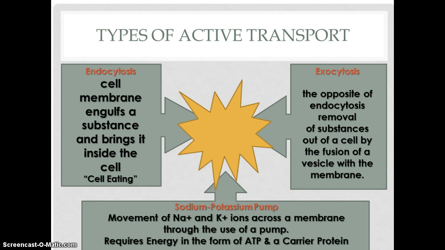Lastly, the sodium-potassium pump. This involves the movement of sodium and potassium ions across a membrane through the use of a pump. It requires energy in the form of ATP as well as a carrier protein. The mentioned three types of active transport have the following in common. They all require energy and move particles from an area of low concentration to an area of high concentration. Energy is required and the movement goes from low to high.